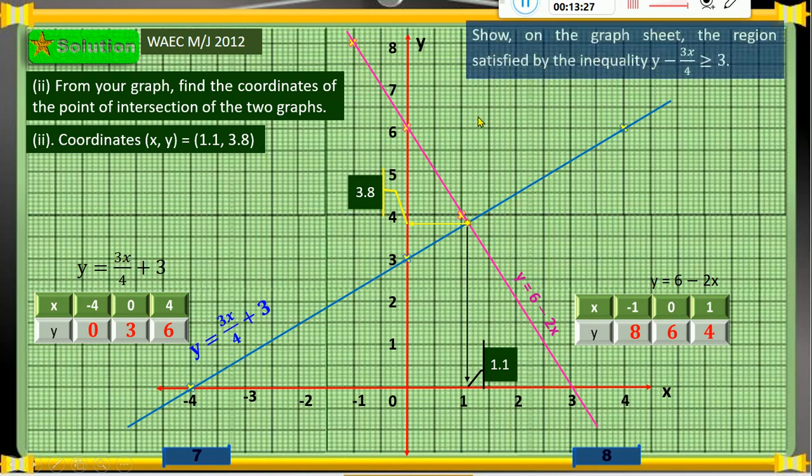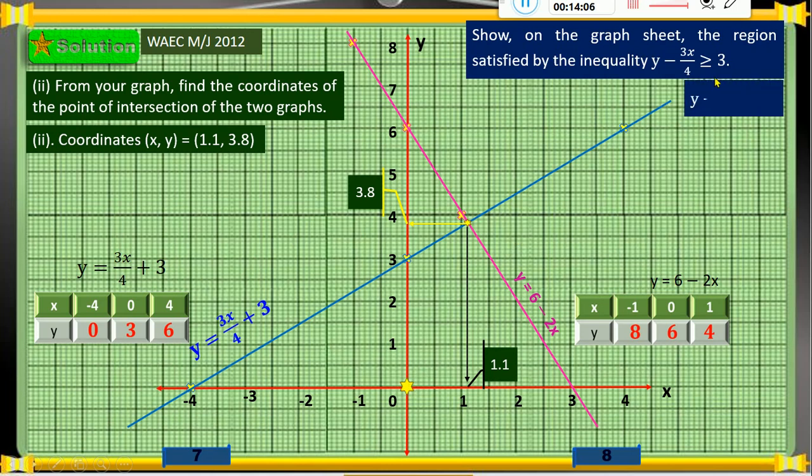Now we're going to go to question number 2. Show on the graph sheet the region satisfied by the inequality y minus 3x over 4 is greater or equal to 3. So now we're going to take any point above the line or below the line. But for simplicity, I decided to choose the point below the line, which is the origin, where y is 0 and x is 0. You can use any other point anywhere above or below the line, but this is the simplest. x is 0 and y is 0.